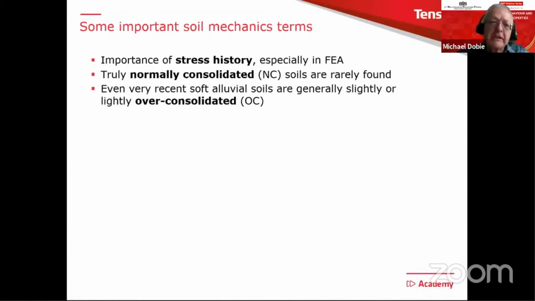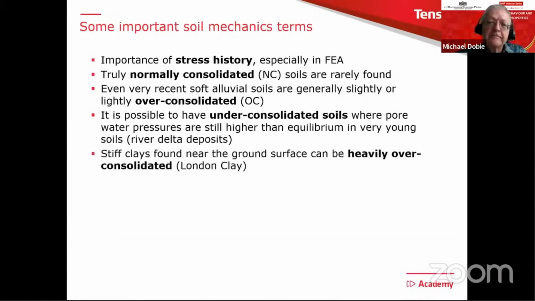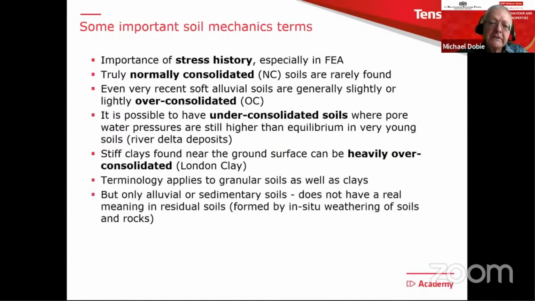So just a few summarizing words here. Stress history in soils is very important, especially if you're using finite elements to model them. And true normally consolidated soils are not often found. Most soft soils we see, like the marine clays, would be very lightly overconsolidated. We can find under-consolidated soils, and they're generally in things like river deltas, like the Mahakam Delta. The deposition going on there would be creating some under-consolidated soils. And it is also possible to find heavily overconsolidated soils near the ground surface, like London clay, and they're quite stiff. But this terminology can apply also to sands, although it doesn't have such a marked effect.